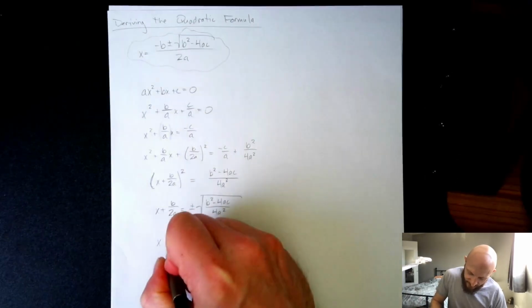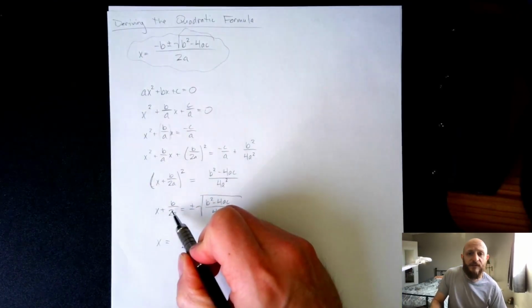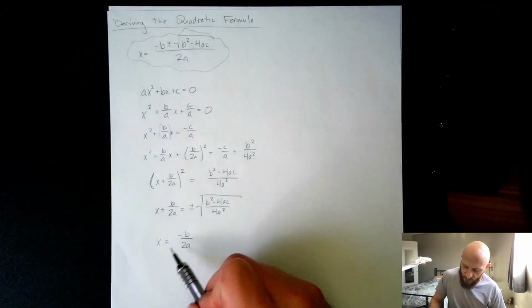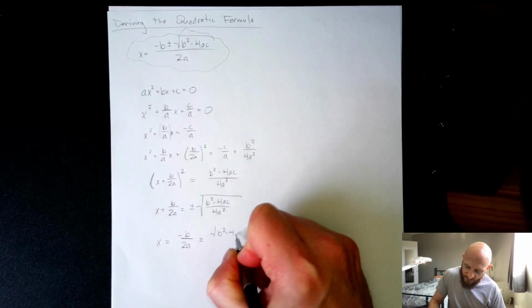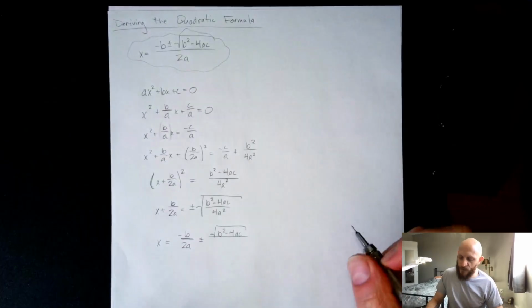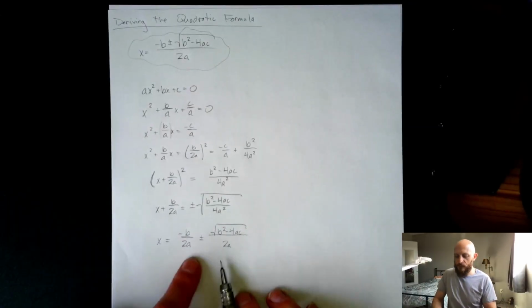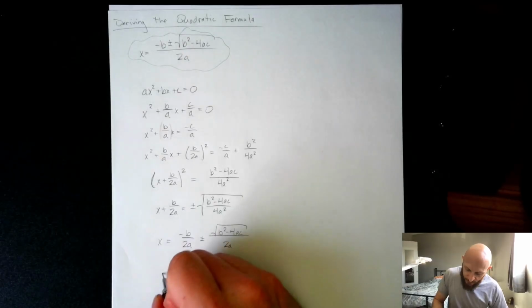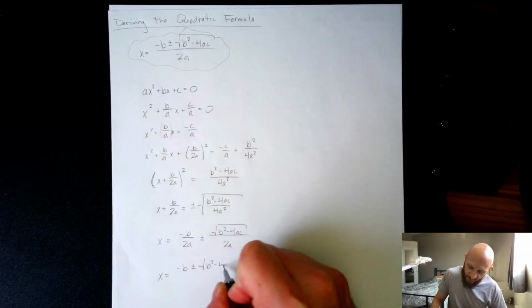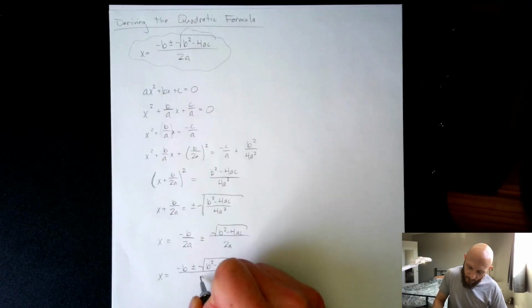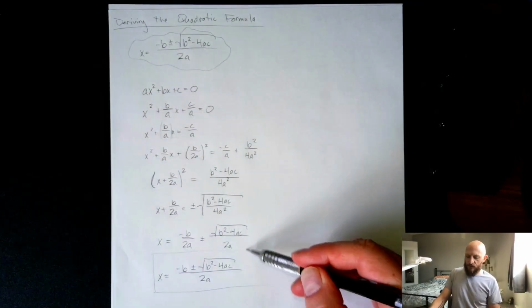So this becomes x equals, and I'll write it this way, negative b over 2a. So I've subtracted this from each side, the negative b over 2a. X equals negative b over 2a plus or minus, and then here it becomes the square root of b squared minus 4ac. And the denominator is the square root of 4a squared, which is 2a. And now these have the matching denominators. So x equals negative b plus or minus the square root of b squared minus 4ac all over 2a, which is the quadratic formula. So that's how you derive the quadratic formula.